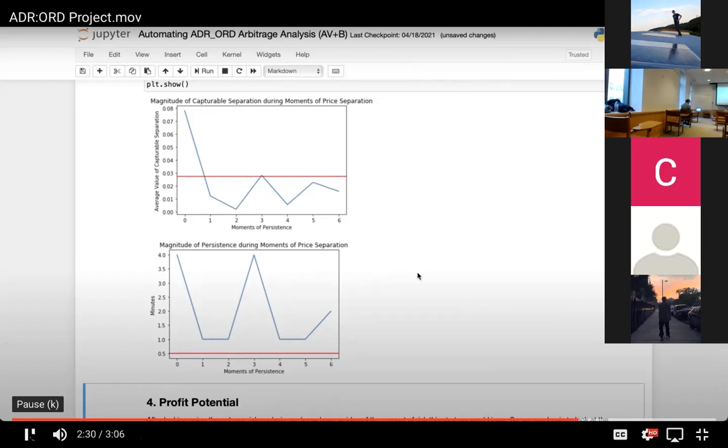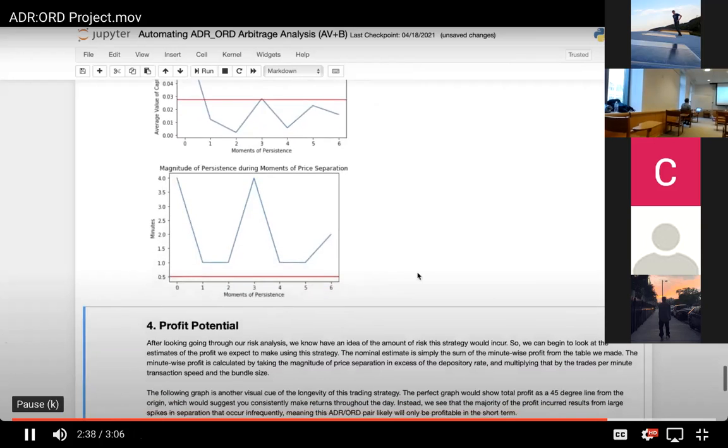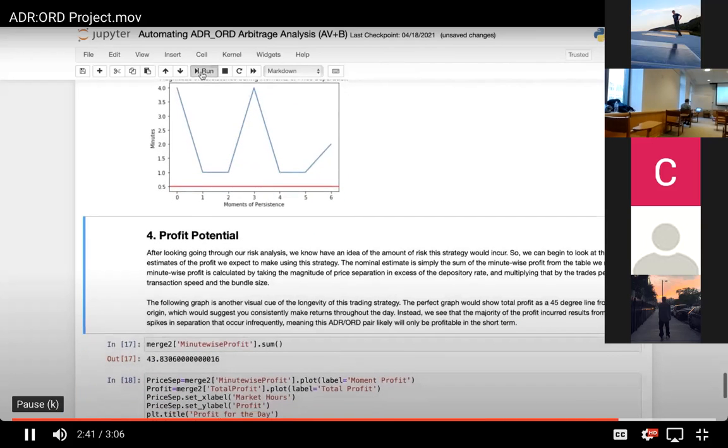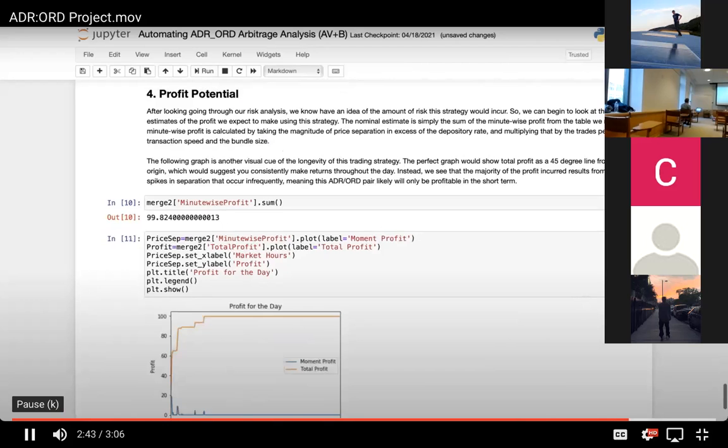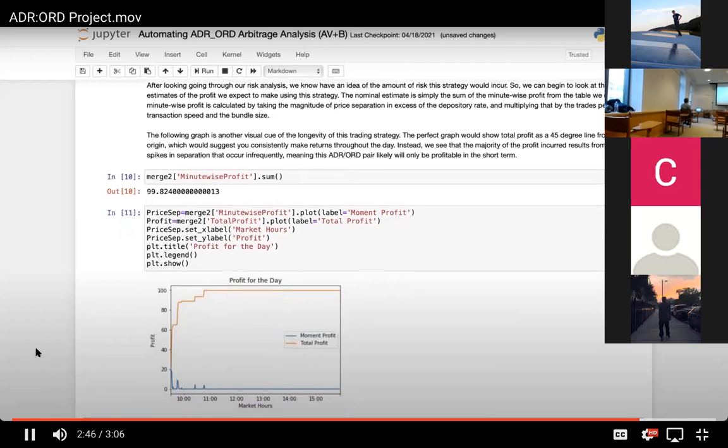So now in the next section, profit potential. Another little section telling the user what's going on. But the gist here is that, first, the sum of the minute-wise profit column, which is displayed in our total profit column, is $99. So we made about $100 throughout the day if we were trading using this data, assuming our data was good enough. And again, this is an upper bound, so we could expect to make maybe $100 if we traded perfectly for the day based on this data.